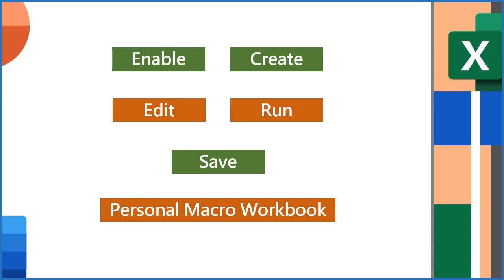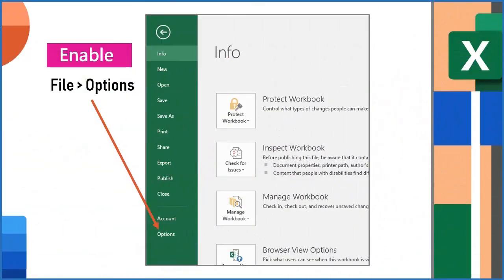Let's get started. Enabling macros. Since your current Excel settings may not allow macros to run, you may need to enable macros first. To do this, open Excel and click on the File tab in the upper left corner. Click on Options at the bottom of the menu.